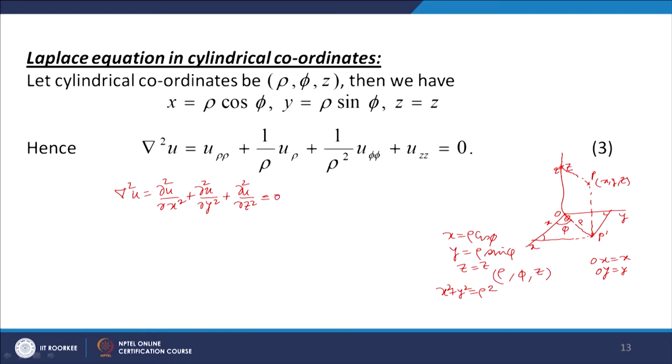This is del square u in Cartesian coordinates, del square u equal to 0, and we have seen that when we change from Cartesian coordinates x, y to the polar coordinates r, theta, u xx plus u yy becomes u rr plus 1 by r u r plus 1 by r square u theta theta. So instead of r, theta, now here we have rho and phi, so we get u rho rho plus 1 by rho u rho plus 1 by rho square u phi phi, and z does not change, z remains the same, so we get u zz equal to 0. This is the Laplace equation in cylindrical polar coordinates. Now let us see how we solve this equation in cylindrical polar coordinates.